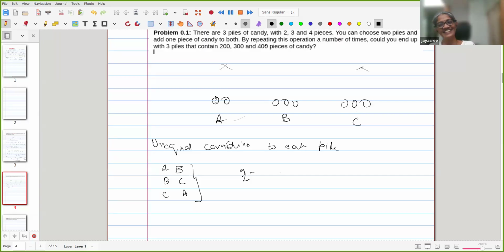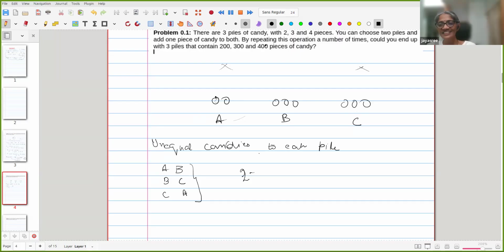Say that again, Shraddha. So, in total, how many candies are you adding to all the piles together? That must be an even number, right? Even number plus odd number is odd number. I got it. Yes. Now somebody else wanted to speak. Ma'am, it is not possible to reach 200, 300, 400 from 2, 3 and 4 because the total candies' parity never matches. The total always stays odd, like 9, 11, 13, it goes like that, but 900 is even.